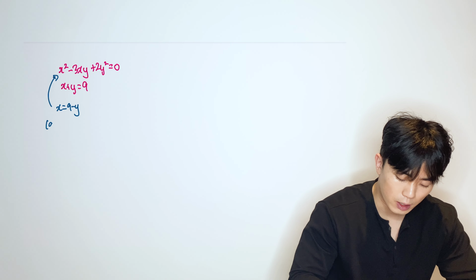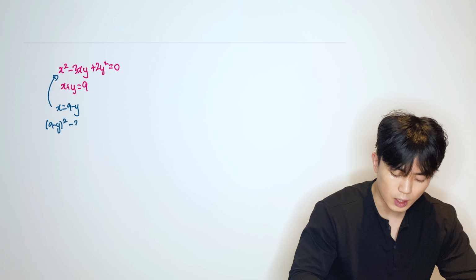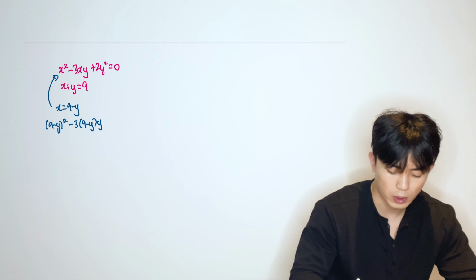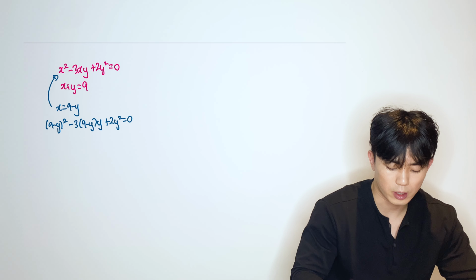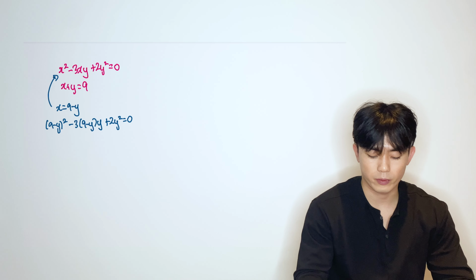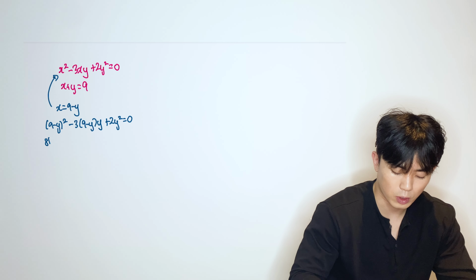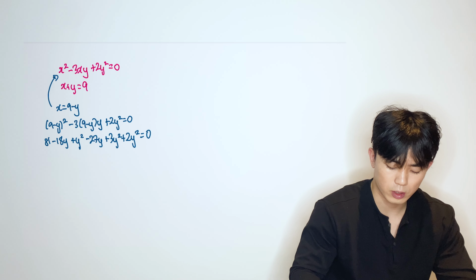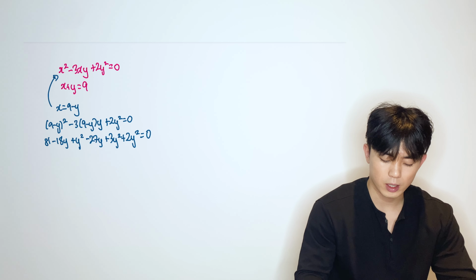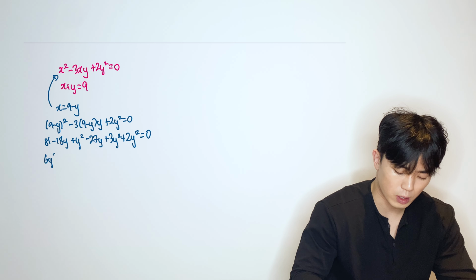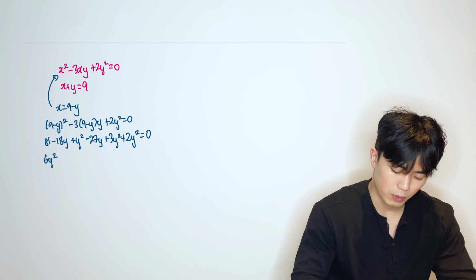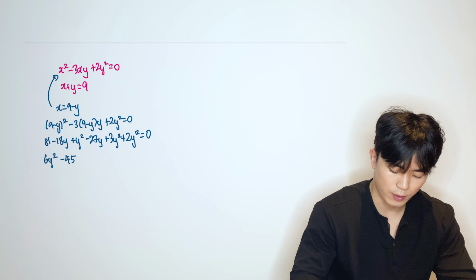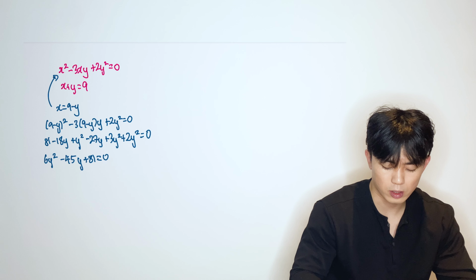So we have (9 minus y) squared minus 3 times (9 minus y) times y plus 2y squared is equal to 0. Now we expand and simplify. Expanding brackets, 81 minus 18y plus y squared minus 27y plus 3y squared plus 2y squared is equal to 0. We can now simplify it. So we have 6y squared minus 45y plus 81 is equal to 0.